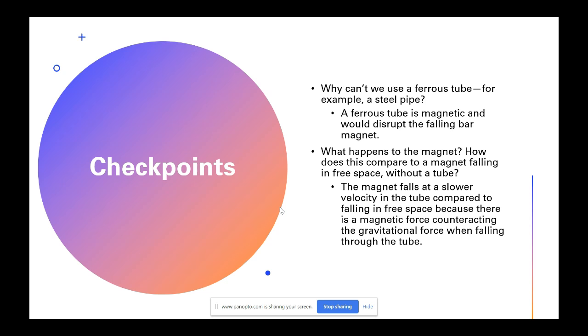Well, the magnet falls at a slower velocity in the tube compared to falling in free space because there is a magnetic force acting in the positive y direction that counteracts the gravitational force which acts in the negative y direction when falling through the tube. If a magnet were to fall in free space, then the velocity would be faster because there isn't that oppositional force and only the gravitational force acting on the magnet, assuming air resistance is negligible.